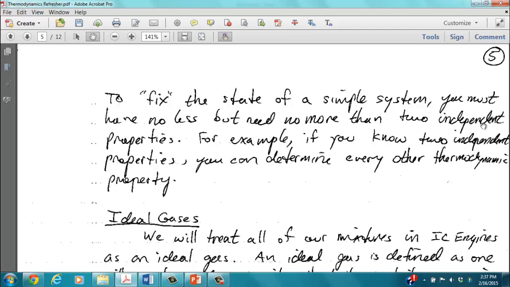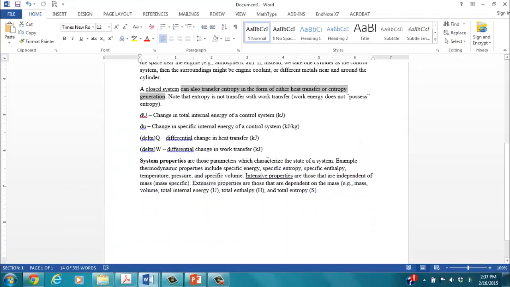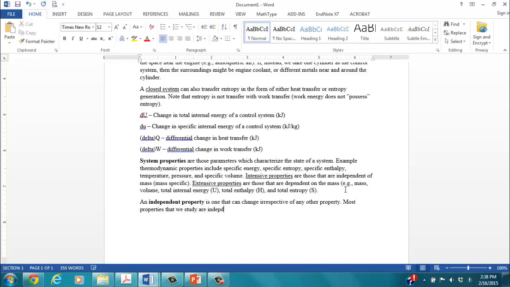Okay. Now there is a new word that we've added here in this dialogue, which is independent, right? And independent is not to be confused with intensive. Okay. So real quickly, we can just define that an independent property is one that can change irrespective of any other property. Okay? Most properties that we study are independent. By definition, independent properties must be intensive, right? i.e., they cannot be influenced by mass or the size of the system.